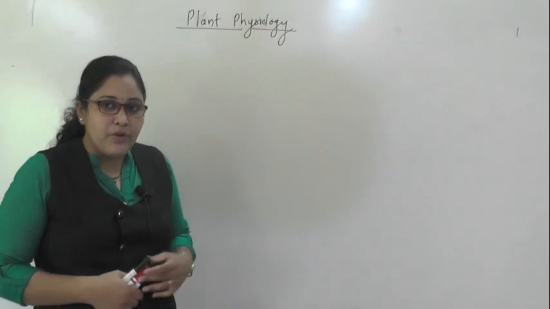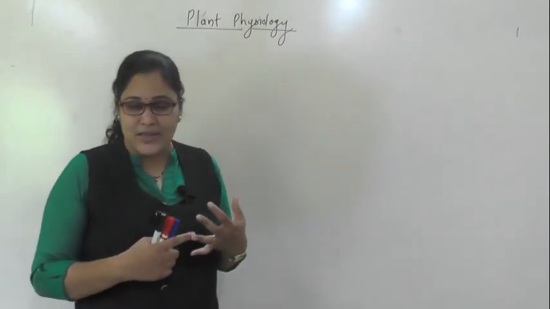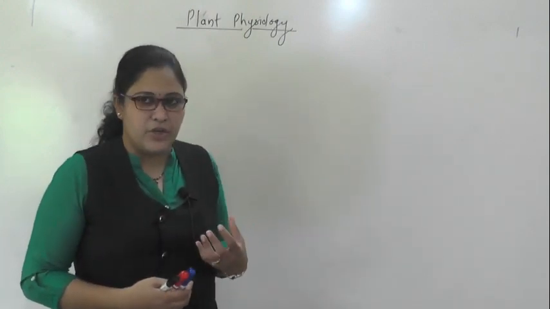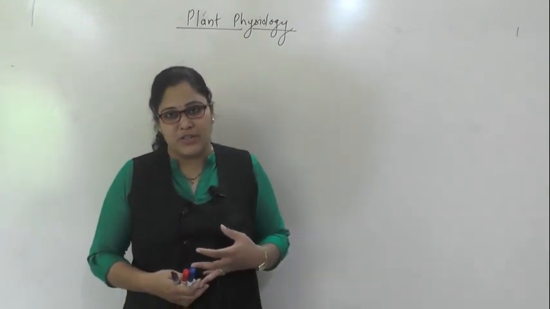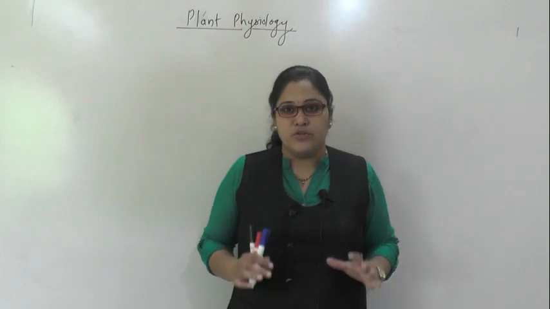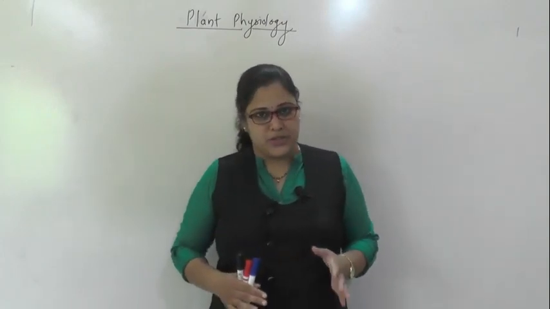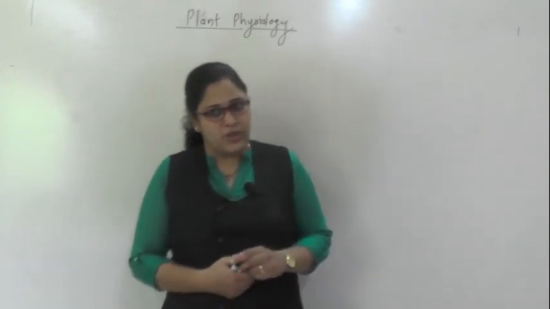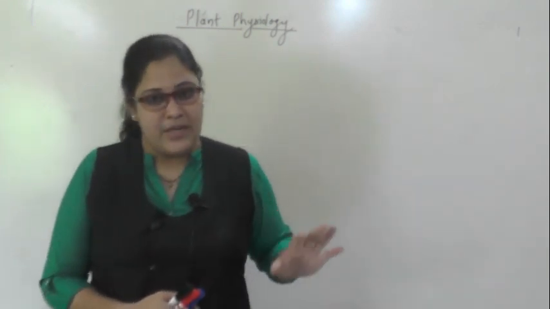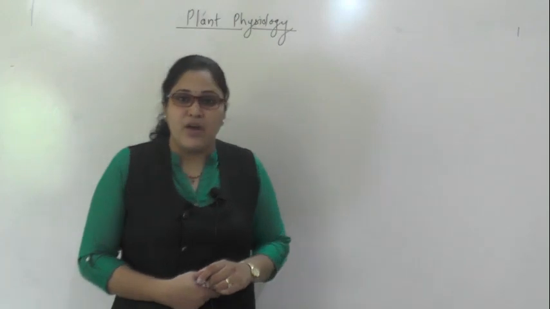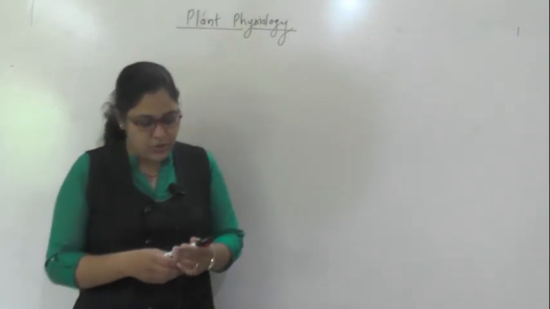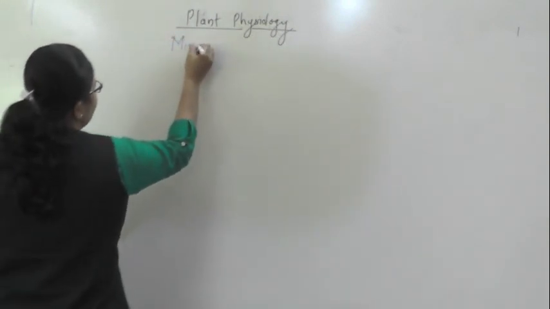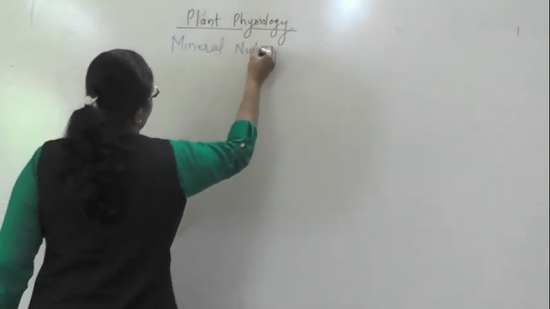So it includes a number of processes, like photosynthesis, respiration, transportation of food and water, and mineral nutrition, the way in which plants absorb different types of minerals. In this particular unit we are going to study different types of physiological processes occurring in plants. This unit is very important. A number of questions can be asked from this unit, so everyone must pay attention to these lessons. Today we are going to start one lesson from the plant physiology unit, that is mineral nutrition.